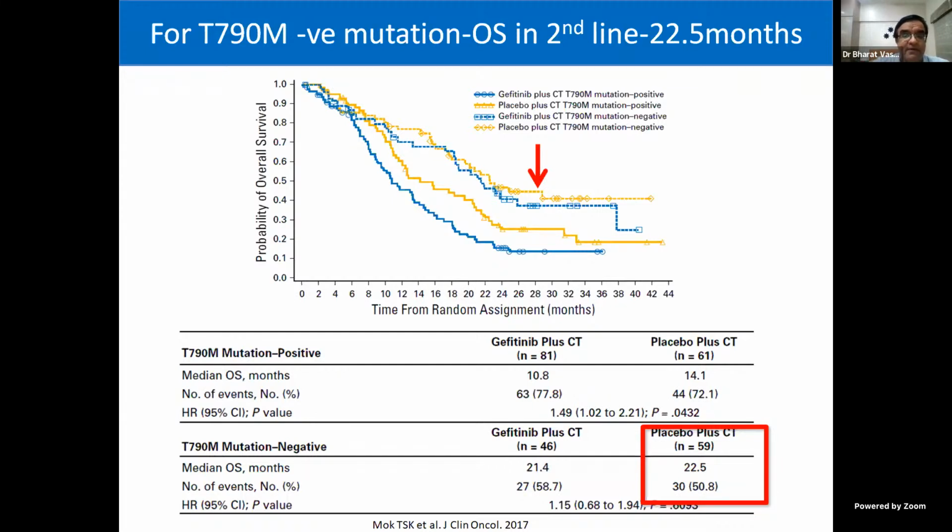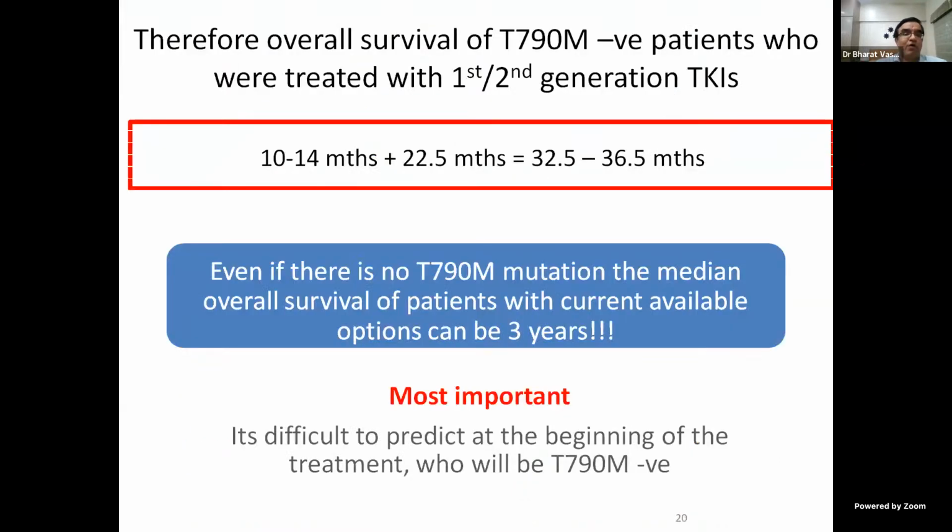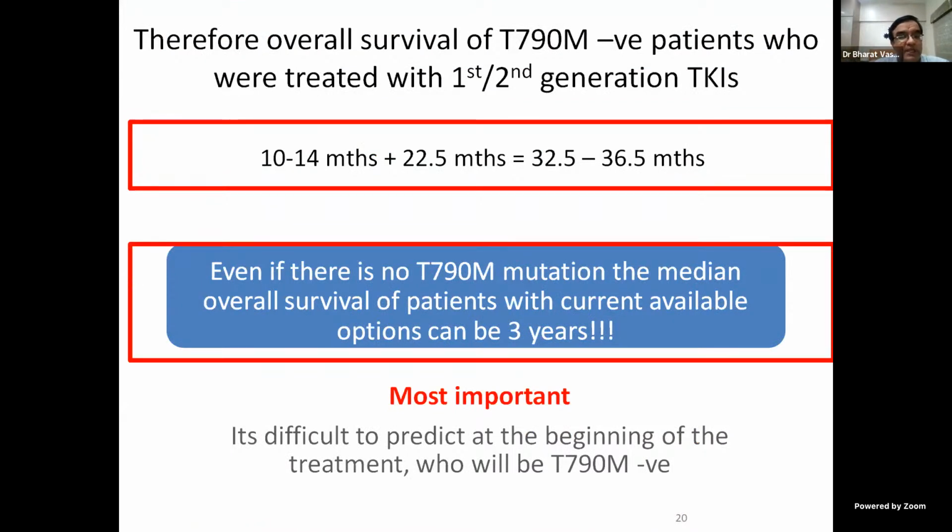So if I have a T790M, I proceed to my osimertinib. If I don't have it, please remember that in a second line, the survival is close to 22 months, apart from what I have used in the second line. So what if I combine it? My survival still is 32 to 36 months. So even if there is no T790M mutation, I know chemotherapy works well.